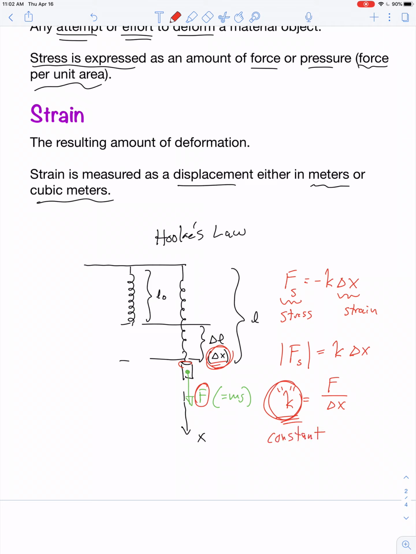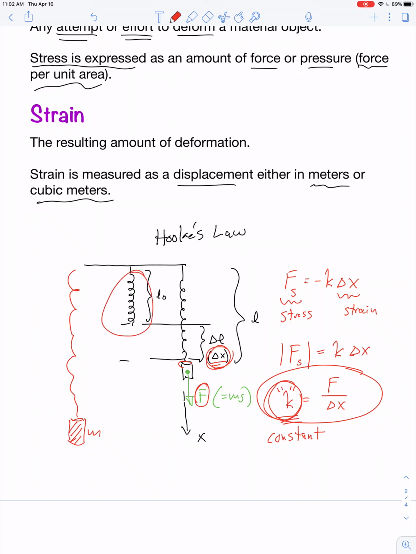Well, not really. It's only a constant within a particular range. If you do hang a greater amount of weight, then the spring might stretch this far. Well, there's an upper limit to how much mass or how much weight you can hang from the end of the spring and still expect it to have this linear relationship between force and displacement. In fact, at some point, you can stretch it so far that it doesn't return to its original shape.